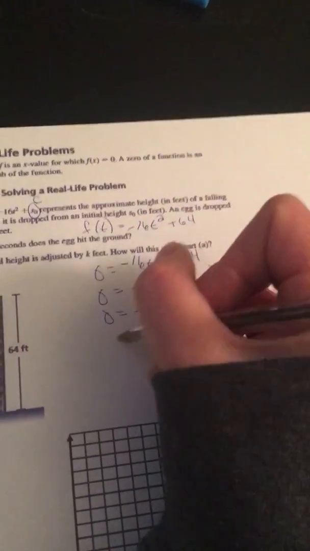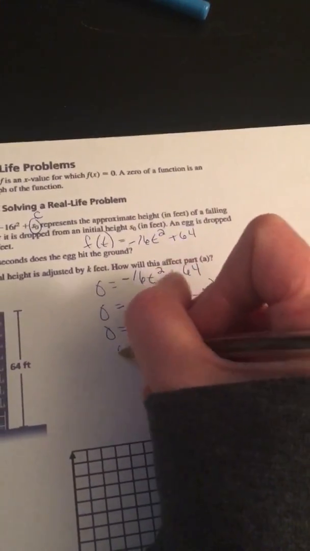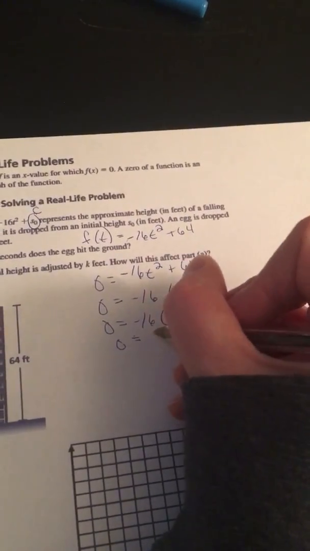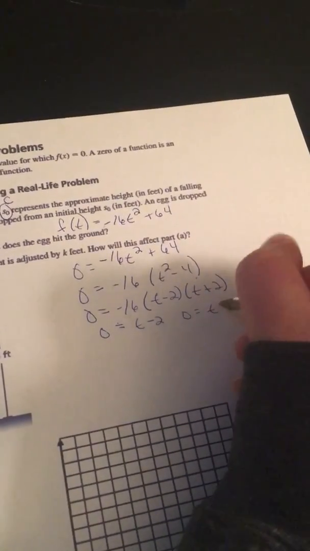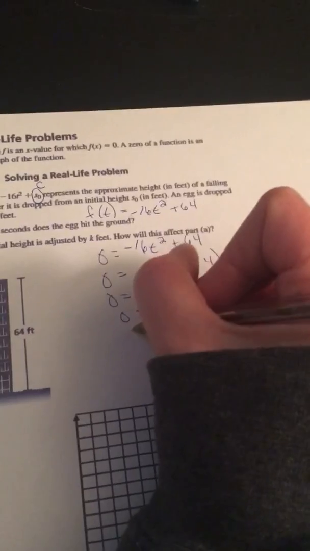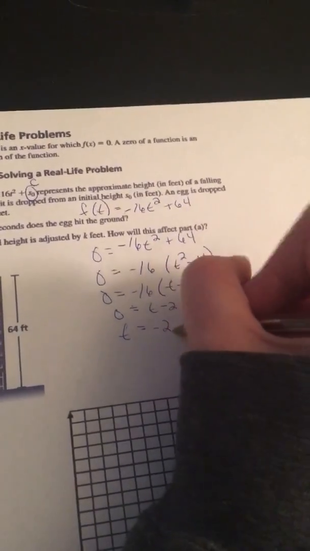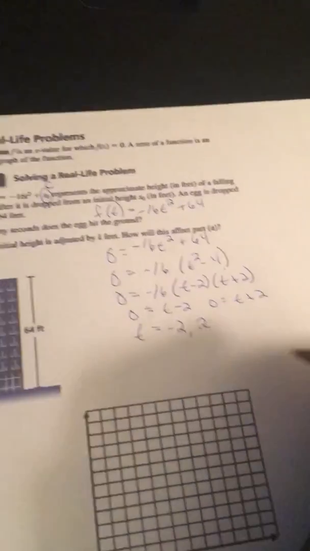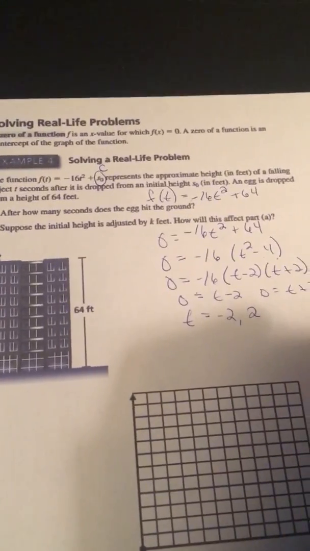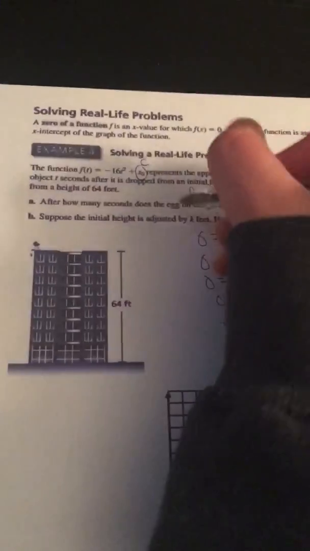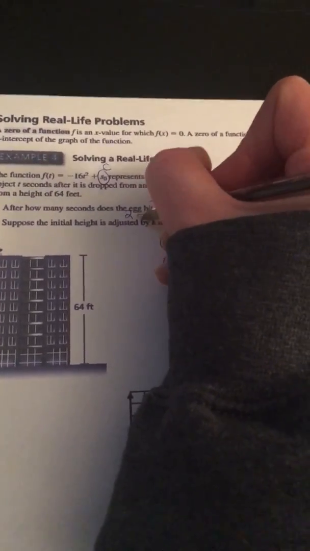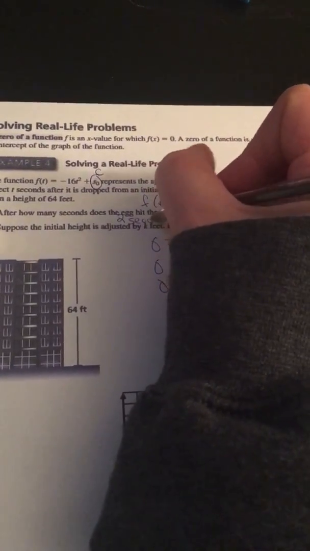And we're going to solve each factor. When we set each factor equal to 0, we get our solutions of t equals negative 2 and positive 2. We know we can't have negative time, so therefore it's going to take 2 seconds for our egg to hit the ground.